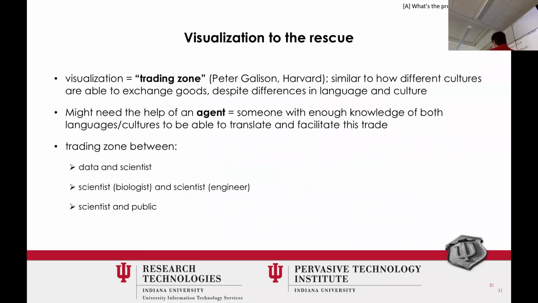All right, so that's what we want. We want some visualization. So this is some concepts that we're borrowing from Peter Galison at Harvard, in that visualization is kind of this means to communicate between communities, right? So in this, he uses this analogy to trading, like Marco Polo going from culture to culture and taking information back and forth. So we can kind of go from one place to another.